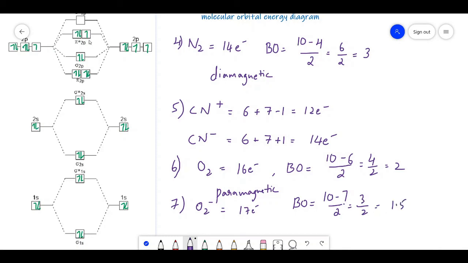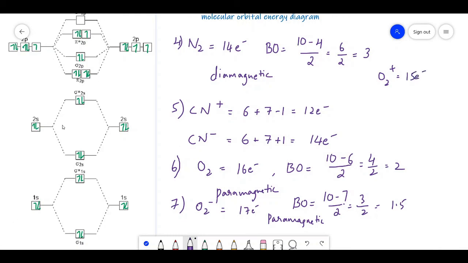And one unpaired electron is there. So this is also paramagnetic. In this way, you can calculate bond order and magnetic property of O2 minus. Suppose any question is given as O2 plus. O2 plus means 16, plus means one electron you have to remove, so it becomes 15 electrons.